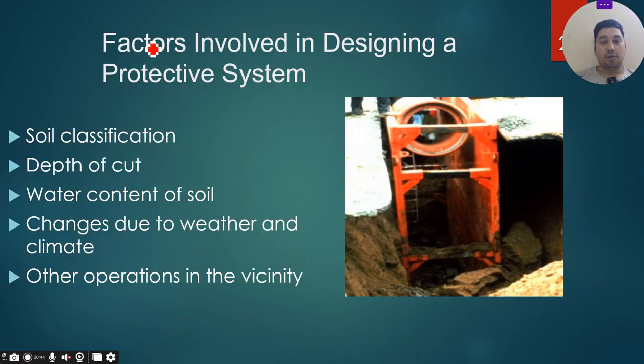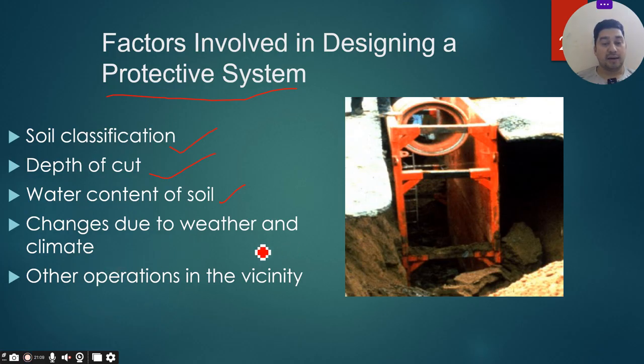Now, the factors involved in designing our protective systems. There are certain factors involved when you are designing a protective system. First of all, soil classification. As per the soil, you have to design a protective system, whether it is A, B, C, or rock. Depth of the cut, how deep it is. Then the water content of the soil, how much water is there.